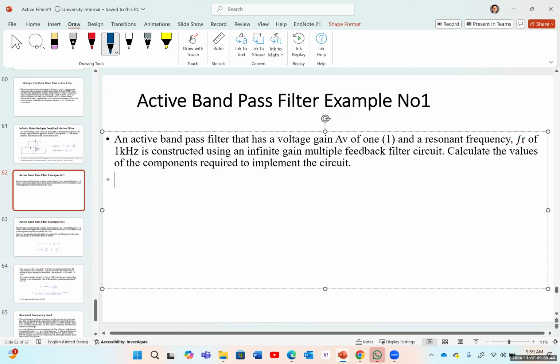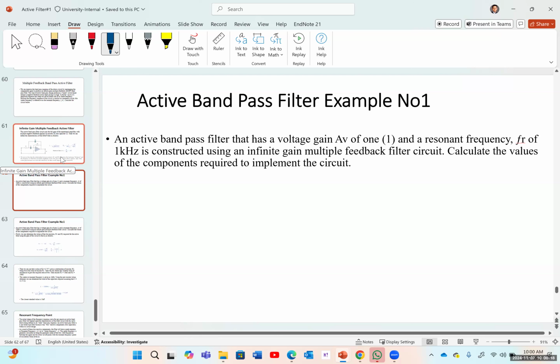So first example: we have an active bandpass filter that has a voltage gain of 1 and a resonant frequency FR of 1 kilohertz. The filter is constructed using an infinite gain multiple feedback filter, or IGMF. Calculate the value of the components required to implement the circuit. I'll give you 5 minutes.